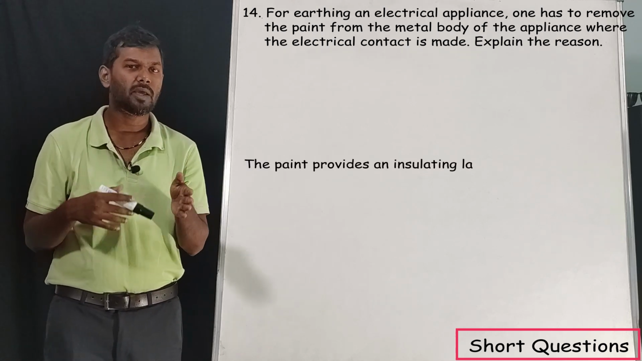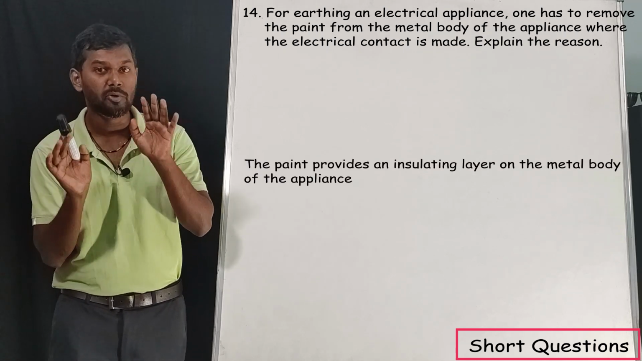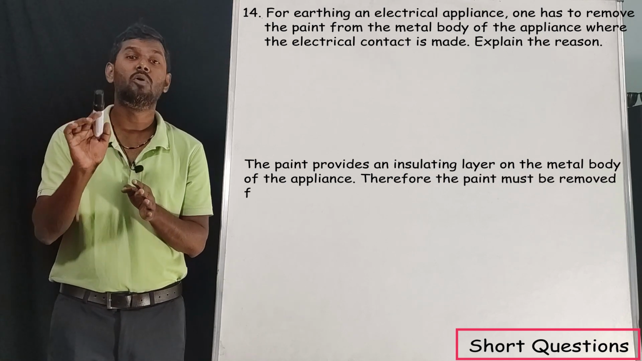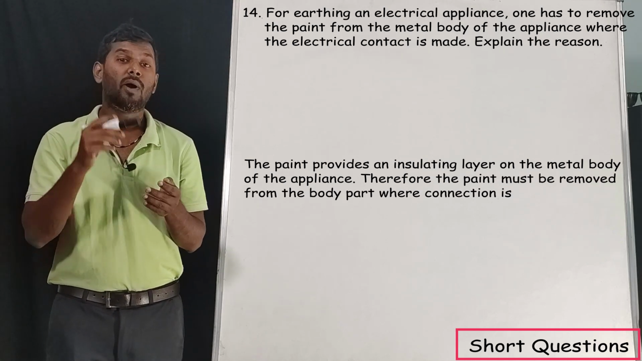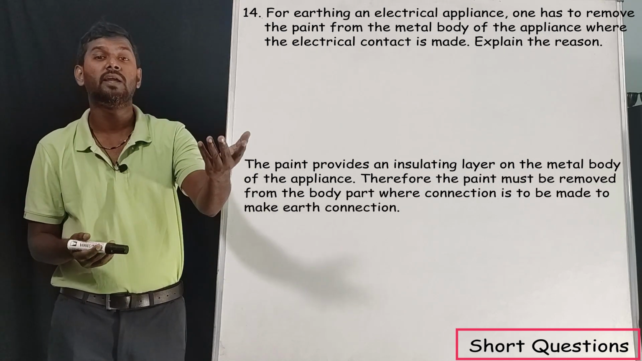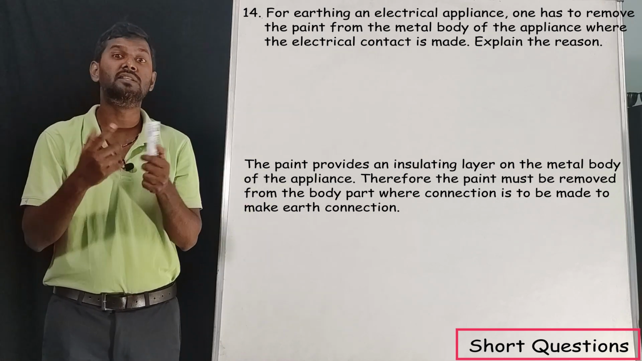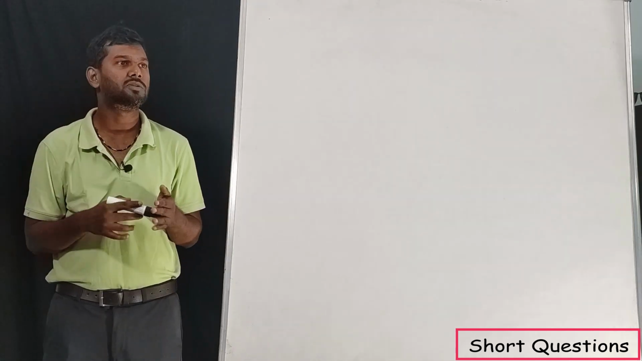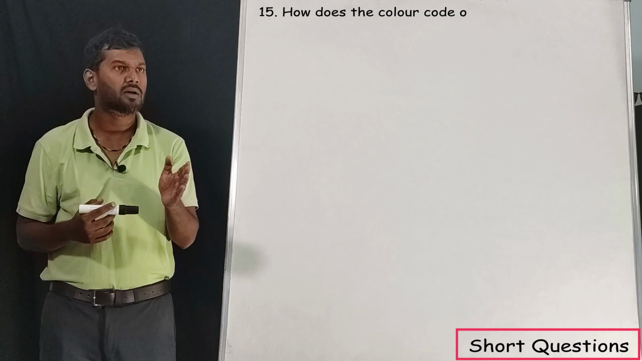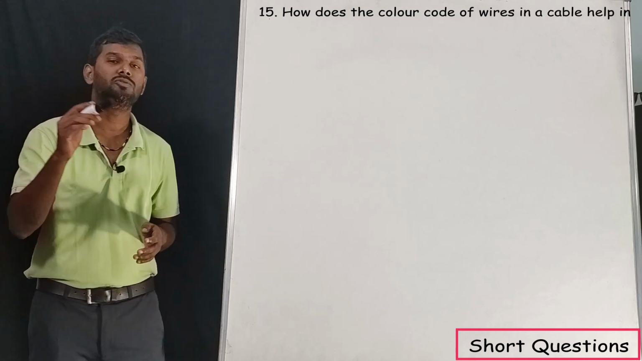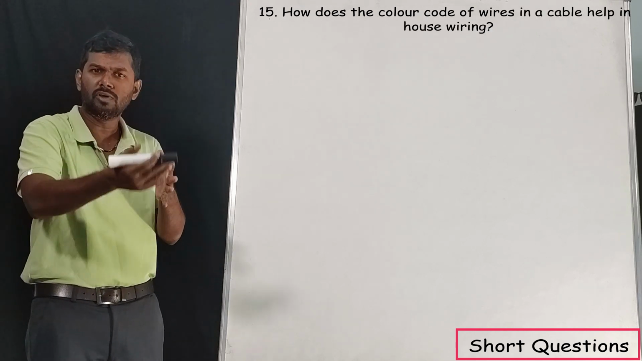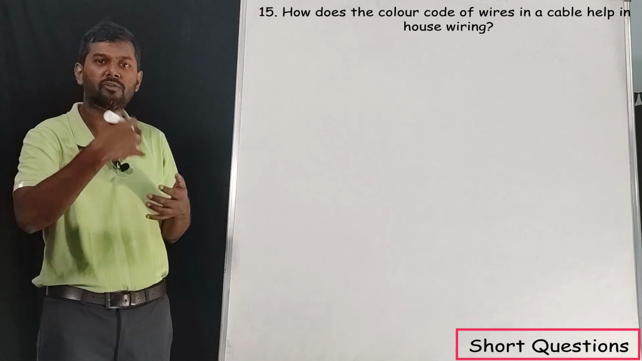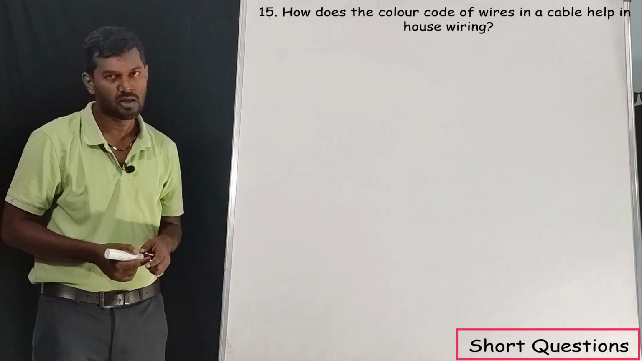So painting the appliances is not only to make it look beautiful, it has one more application. See, what happens when you paint it? The paint acts as an insulation. Our next question: how does the color code of wires in the cable help in house wiring? So why do we need the color code for different wires? That is the answer for this one.